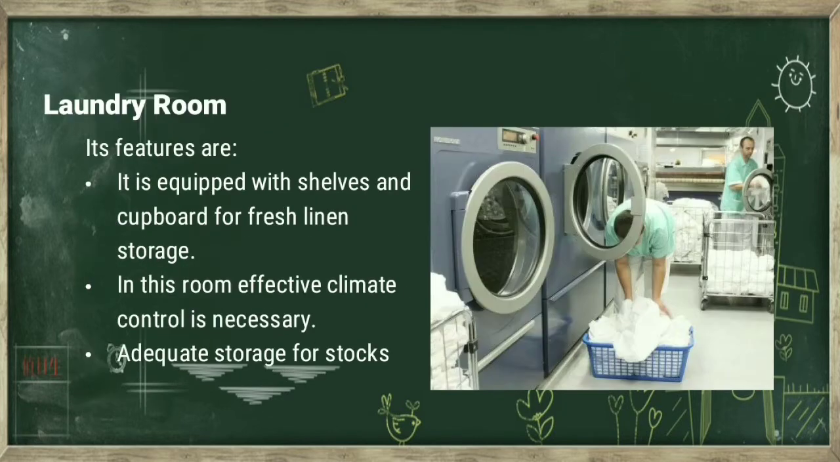Next is the laundry room. The laundry room is responsible for washing tons of soiled linens and uniforms that are generated daily. Its main features are: it is equipped with shelves and cupboards for fresh linen storage. In this room, effective climate control is necessary, and adequate storage for stocks.